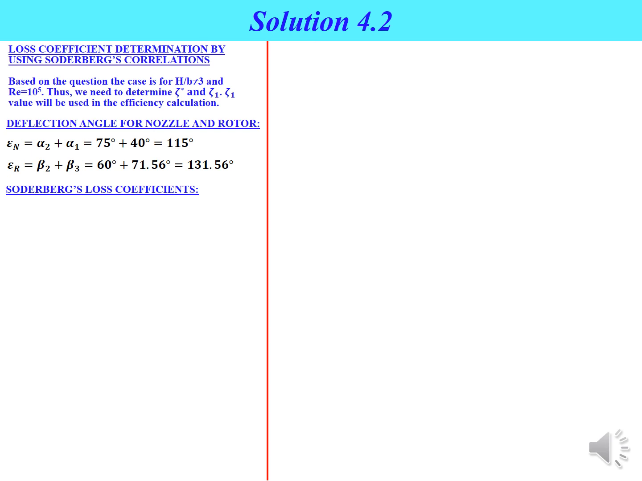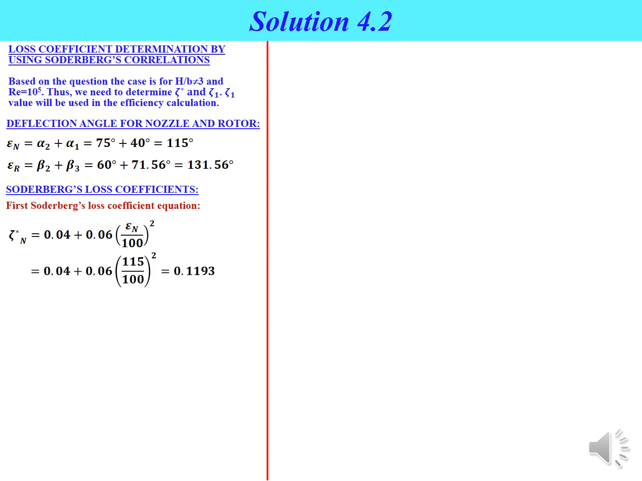So we use the values of the deflection angles to determine the loss coefficient using the Soderberg loss coefficient correlation. For the first Soderberg loss coefficient equation, we can obtain zeta n star using the equation shown in the slide, and we get zeta n star equal to 0.1193. For the zeta r star formula, we substitute the deflection angle for the rotor, epsilon r, and we get zeta r star equal to 0.1438.